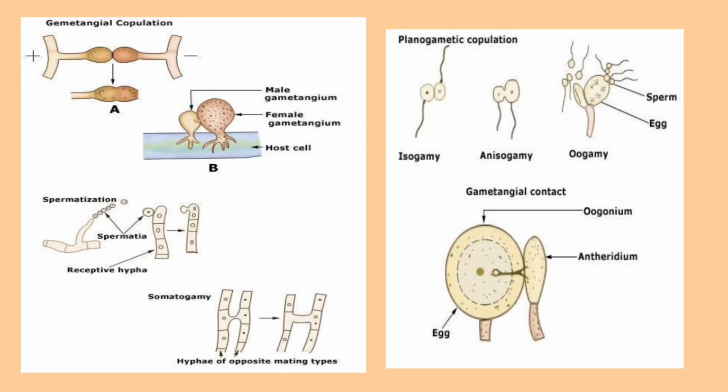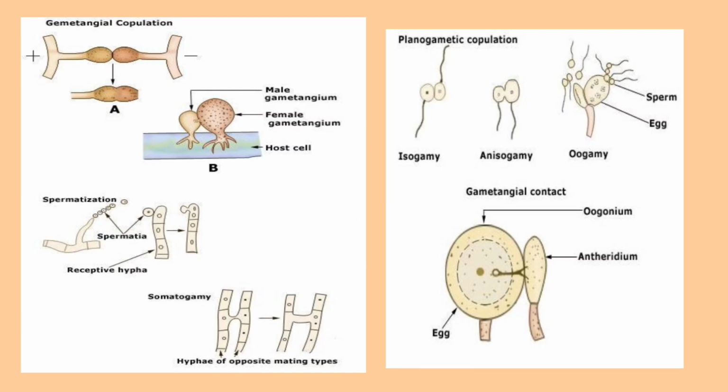In anisogamous, the structures of the two are dissimilar. And oogamy means one has an egg cell, the female gamete, and the other has a sperm cell, the male gamete. The male is motile and the female is non-motile. So this is known as oogamy. So that is planogametic copulation.